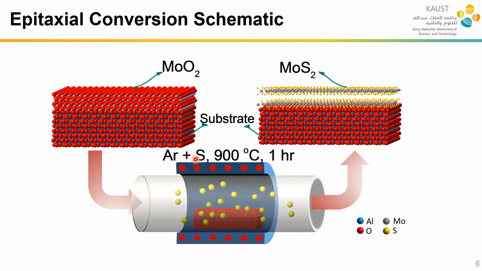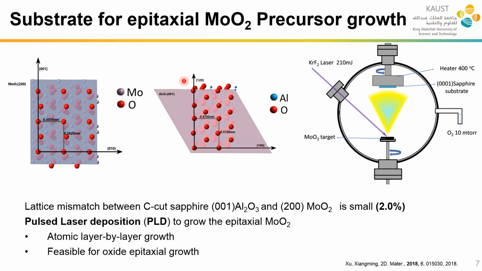So this is our schematic. First, how do we prepare the moly oxide precursor? By pulsed laser deposition. Before we do the deposition, we did a calculation and found that moly oxide has a lattice mismatch with the C-cut sulfide substrate which is very small, no more than 2%. So theoretically, moly oxide can be grown epitaxially on C-cut sulfide substrate.